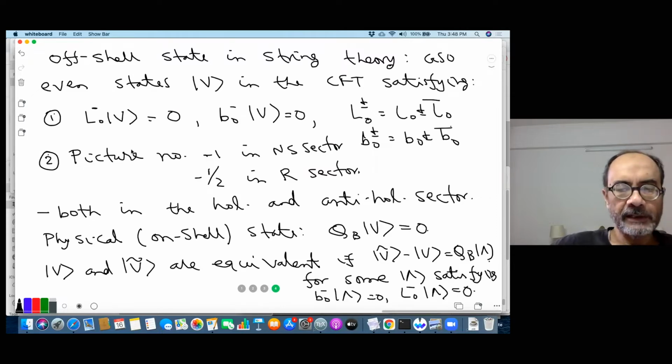Okay. These conditions on the picture number, you don't have to specify separately, because if V tilde and V satisfy the right picture number condition, then so does lambda, because QB has no picture number. So the picture number of lambda is automatically satisfied once V tilde and V satisfy the correct picture number condition.